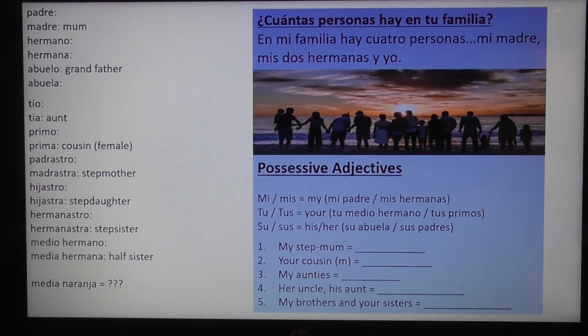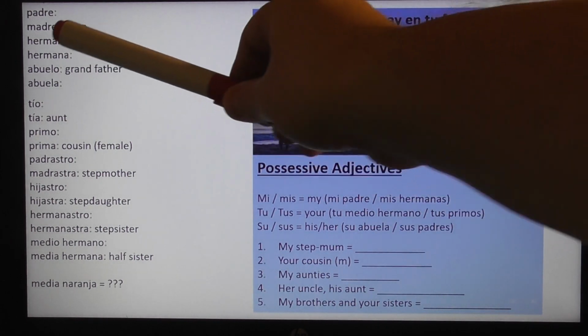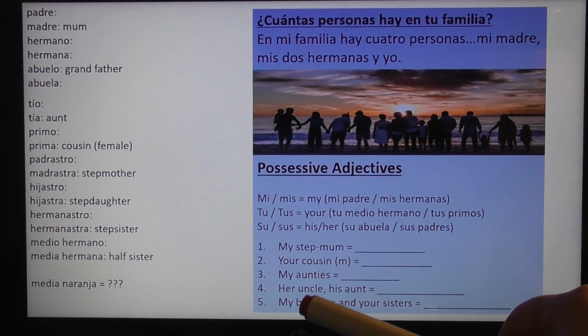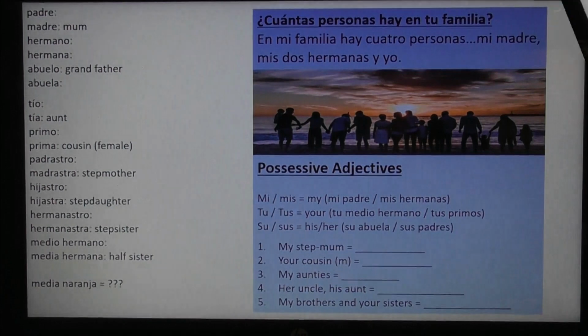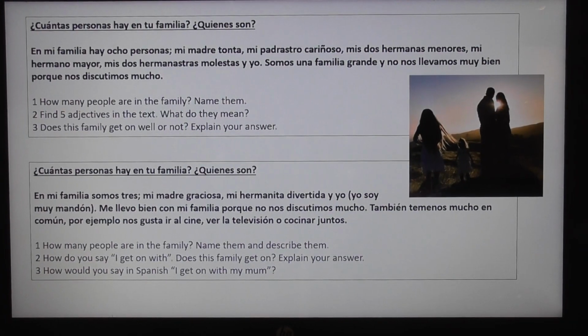And finally, my brothers and your sisters. So my brothers, well, we're going to use the word hermanos in the plural form, and therefore we're going to say mis. Mis hermanos y tus hermanas. Tus hermanas. Muy bien. Right, folks, I'm going to let you roam free yet again.